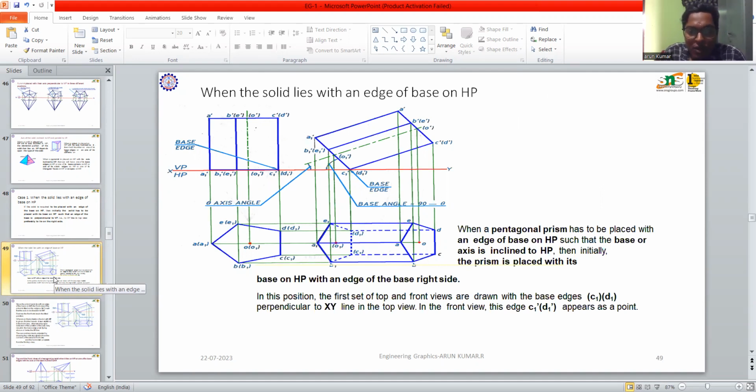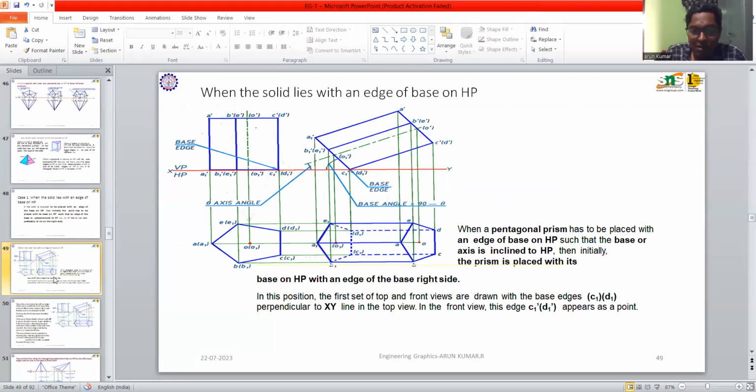First of all, we have to draw the front and top views of the pentagonal prism with the condition of being inclined to the HP. The top view is a pentagon and the front view is a rectangle. For example, in the top view, we call A, B, C, D, E the bottom side of the pentagon, and A1, B1, C1, D1, E1 the top side of the pentagon.